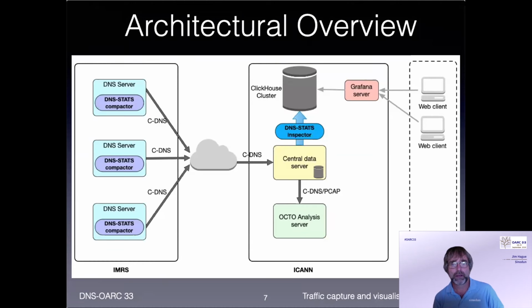So, a quick overview of the entire processing chain that I'm talking about today. We start on each of the individual DNS servers. We have Compactor running, generating CDNS files compressed with XZ, which is built into Compactor. And periodically, these files are uploaded to some ICANN central data servers. Once on those servers, CDNS is supplied to Octo. Octo primarily converts CDNS to PCAP because that's the standard input format for their analysis tools. However, they are starting to explore reading CDNS directly for analysis.